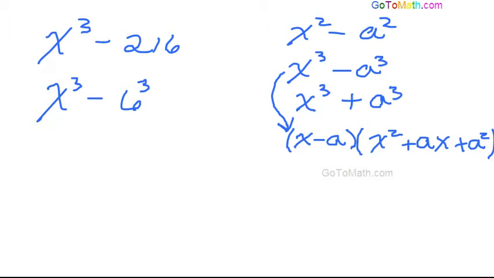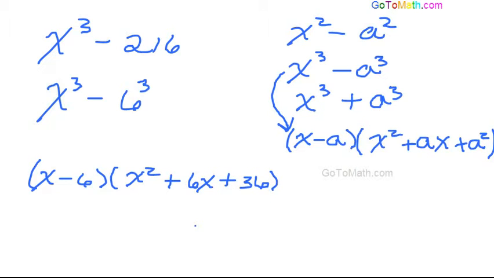And we had some of these in the previous section where you were given this and we ended up with this. Okay, so there was a reason why you were given this. Alright, so let's go ahead and follow what we've got here. So this is going to end up being x minus 6 times x squared plus 6x plus 6 squared, which is 36. Right? And you won't be able to factor that anymore.